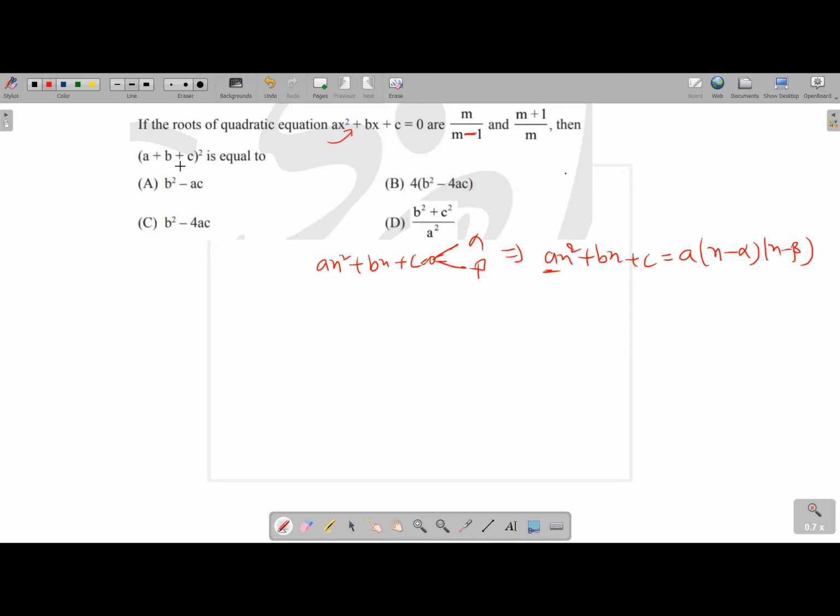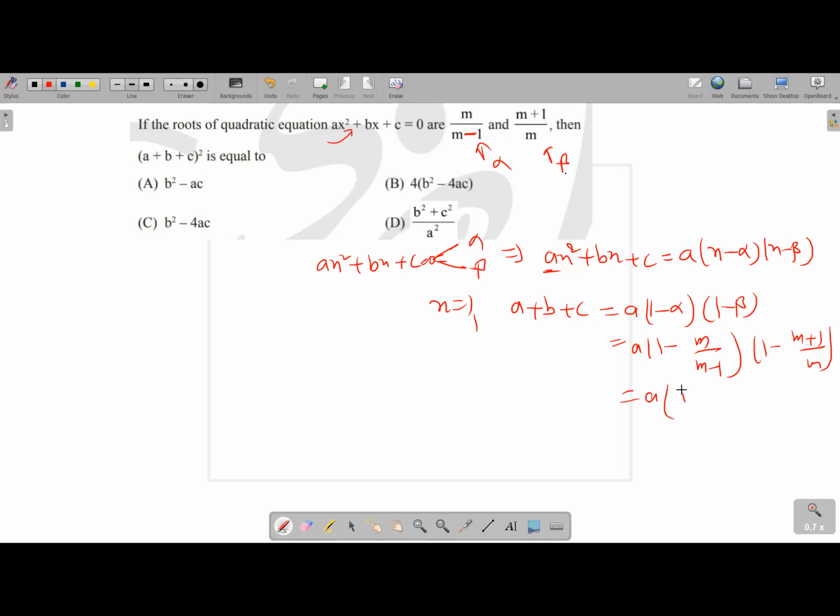Now, how can you make a plus b plus c? Just put x equal to 1. If you put x equal to 1 here, you will get a plus b plus c. Now, this is a, (1 minus alpha), and (1 minus beta). And alpha is what? This is your alpha, and this is your beta. Simple. Put here 1 minus m upon m minus 1, and 1 minus (m plus 1 upon m).